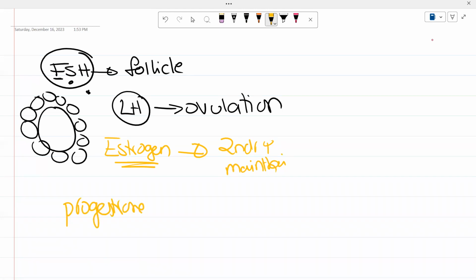Post-ovulation, and what does it do? It maintains the thickness of the endometrium, the same function as the estrogen, correct. Maintains the thickness. Okay, let me see.